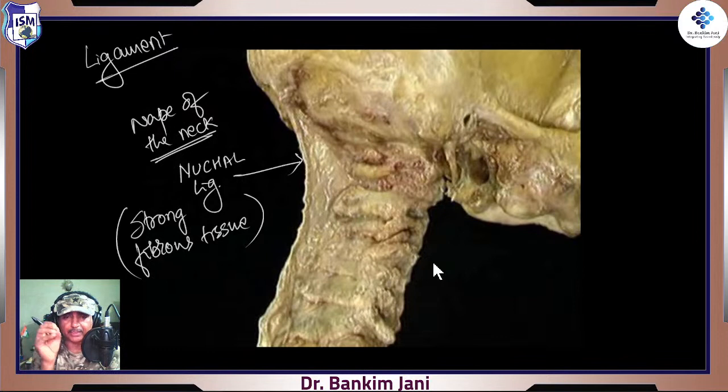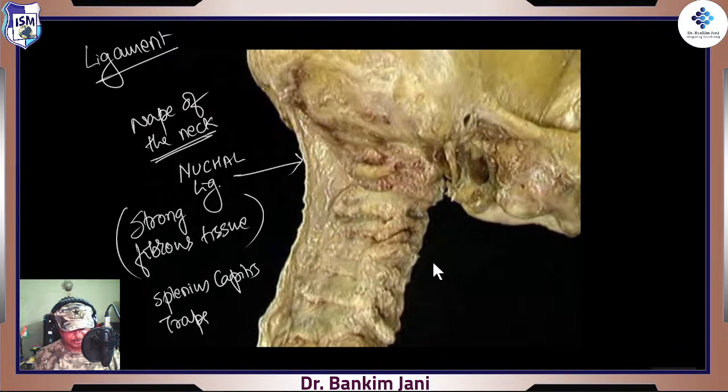In fact, this nuchal ligament is so important that, at this point of time, just remember that it will be giving surface to some important muscles, right? Splenius capitis, trapezius. These muscles will be getting the surfaces for attachment on the nuchal ligament. That means the nuchal ligament is pretty big.